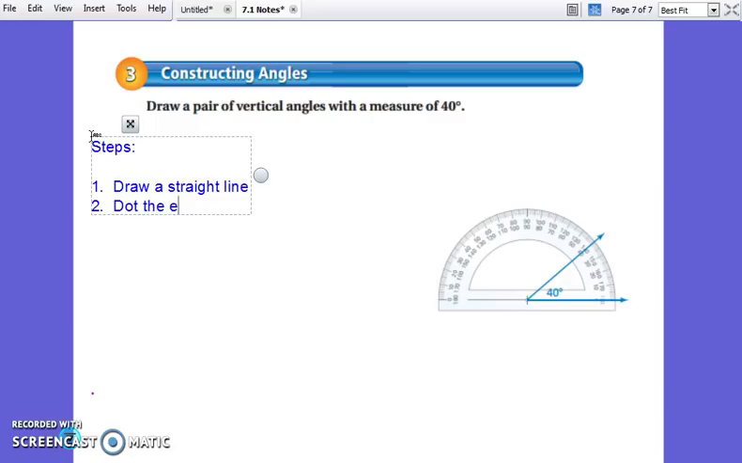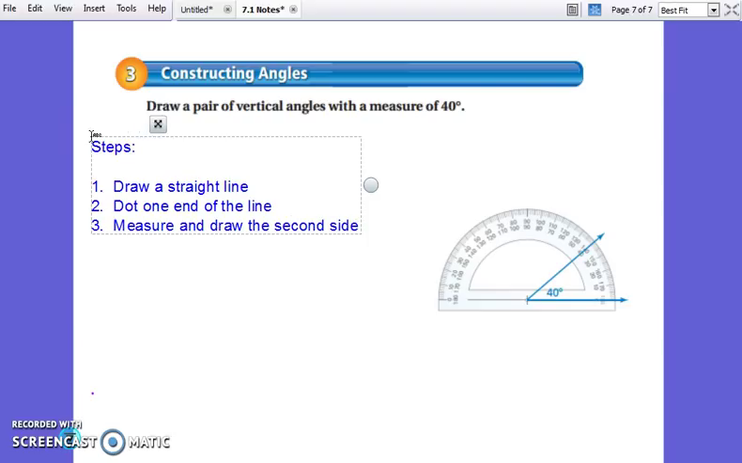2, dot one end of the line. And then 3, we're going to measure and draw the second side. 4, we're going to extend the lines to make 2 angles. Now, we know how to measure angles, right? Well, I mean, draw an angle. Let's start off by doing that.